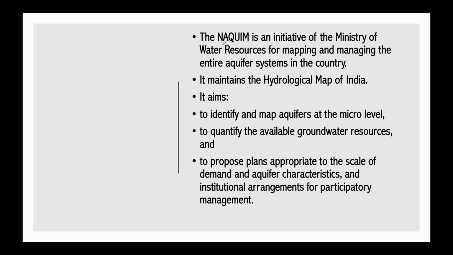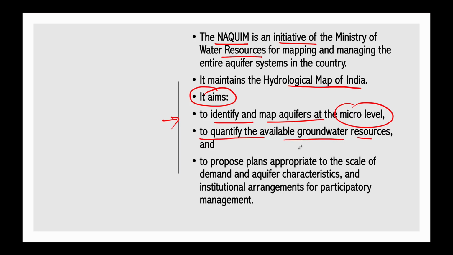And then coming to NAQUIM, as I told you already, it is an initiative of the Ministry of Water Resources, Jal Shakti, and they are mapping. They're trying to maintain a hydrological map of India, and there are various aims of mapping. Firstly, identify and map aquifers at micro level. What I was telling you earlier, here it is written in points to make it easier for you. Next is to quantify the available groundwater resources, and then once it is quantified and identified, you can further propose plans and then scale up.